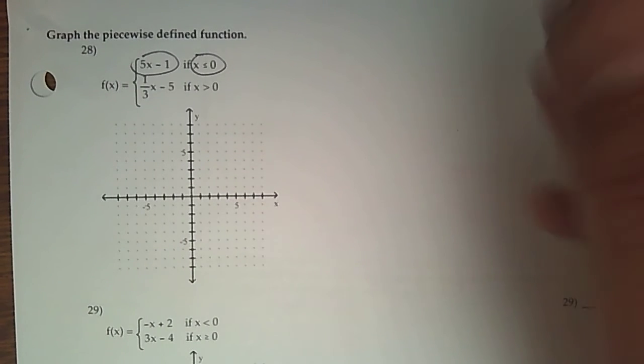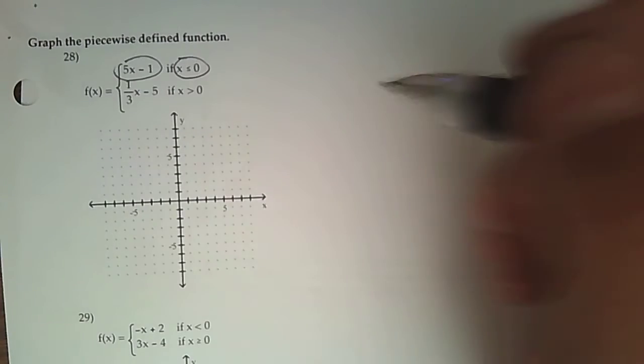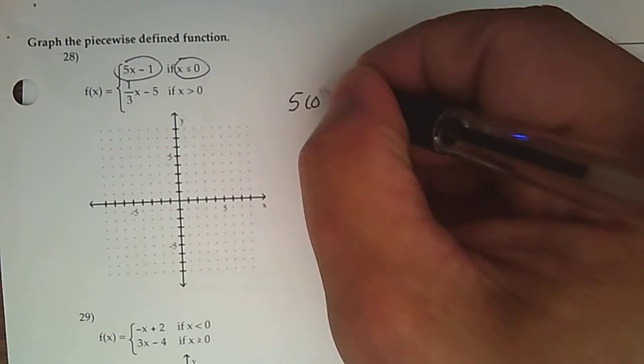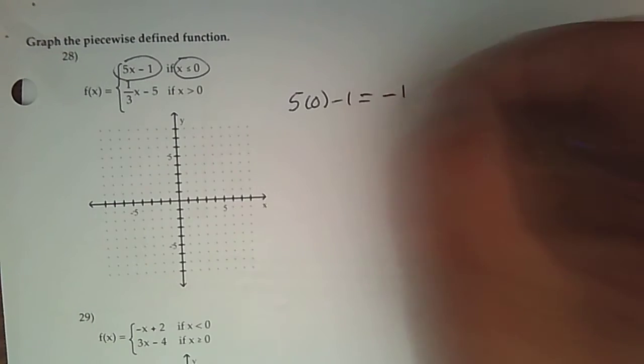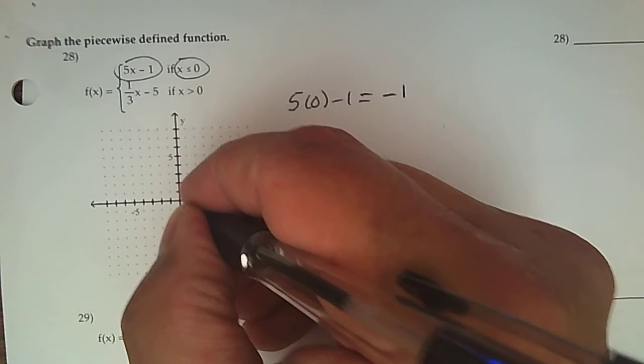So the first piece is when x is less than or equal to 0. So I'm going to plug that in. So plug 0 in and find that. That's -1. So find 0, -1.